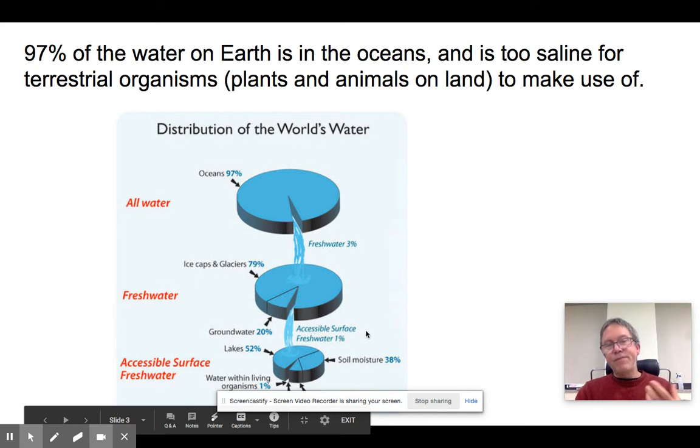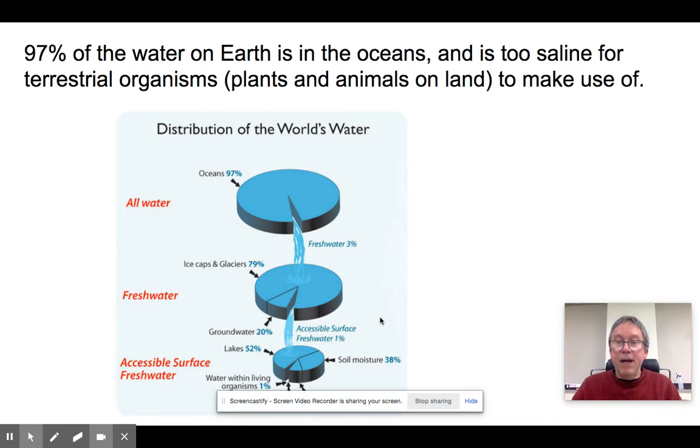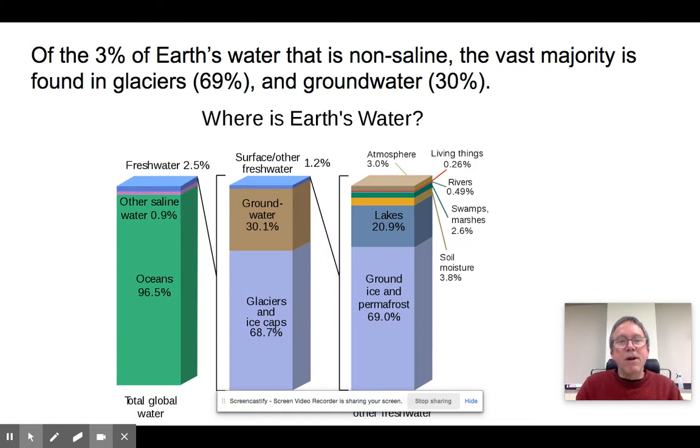So really, we're talking about a tiny fraction of a tiny fraction of the water is what we actually are using to grow our crops. And of that water, we're mostly using it for agriculture. Because here's another way of breaking it down. And you're going to notice everybody gives slightly different numbers, but that's okay. It's the big picture we're looking at here.